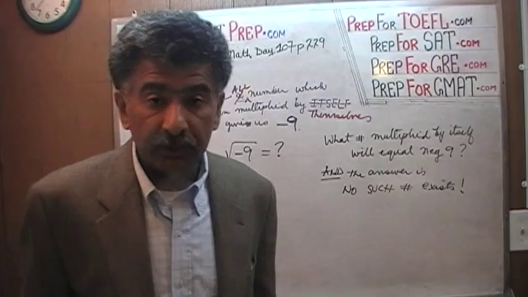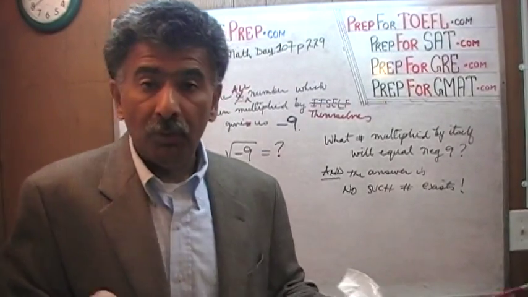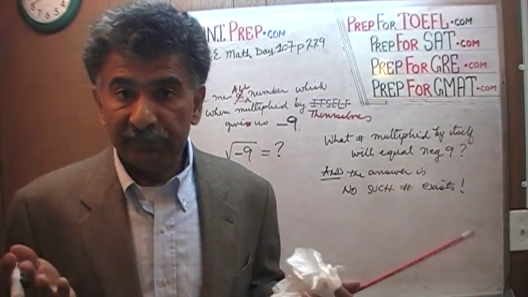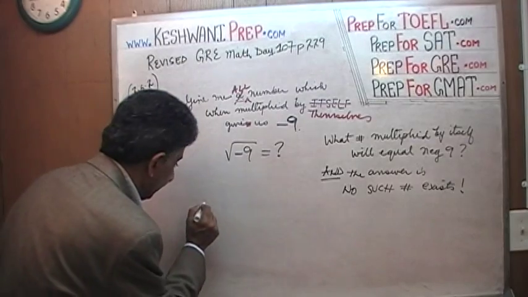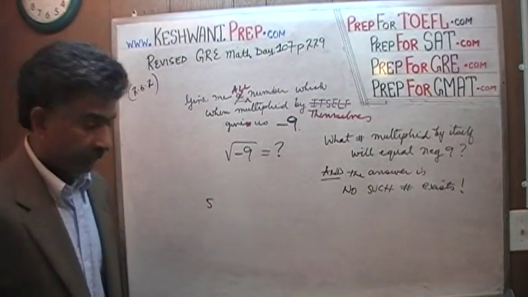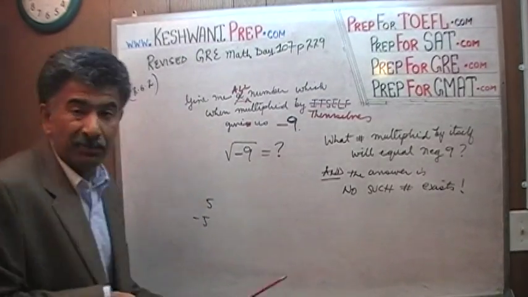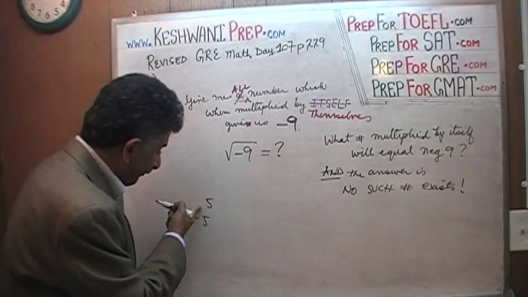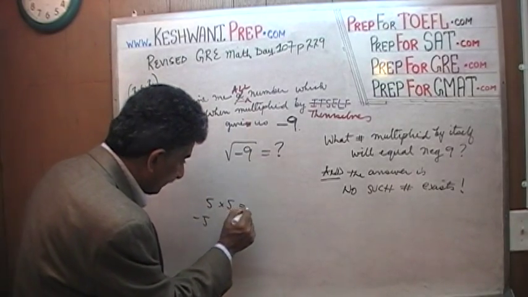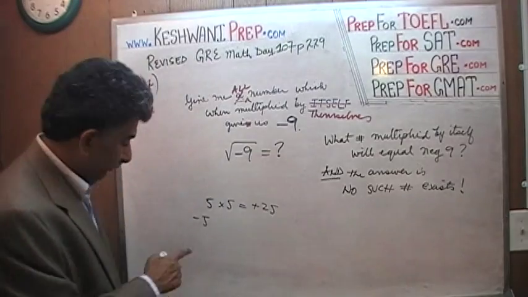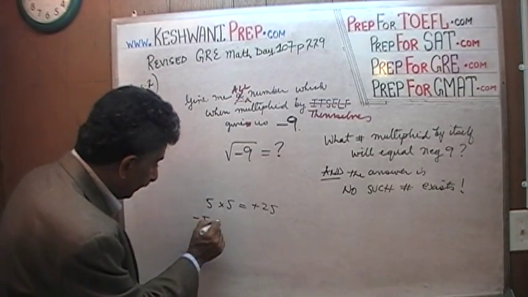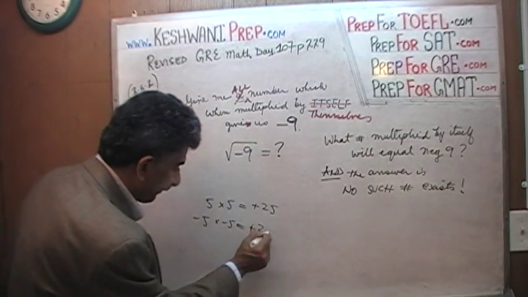Because if it's a number, it's got to be either positive or negative. Stay with me in this story. For example, 5 is a number, and -5 is a number. If it's a number, it's either positive or negative. If it's positive, positive times positive will give us positive. And if it happens to be negative, then negative times negative will give us positive.